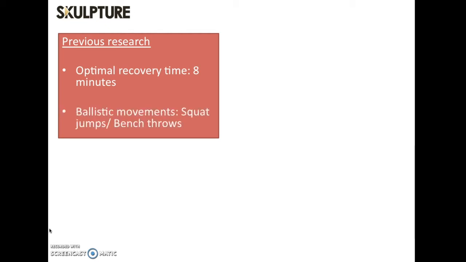So let's have a look at the methodologies. Or sorry, let's have a look at the previous research first. From previous research, we know that the optimal recovery time between the preload stimulus and the light load is about 8 minutes, the light load being the load at which the peak power output is measured. So 8 minutes between those two lifts appears to be what is optimal from a number of different sources to maximize peak power output during that light load.